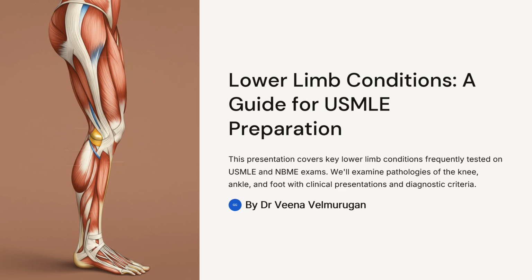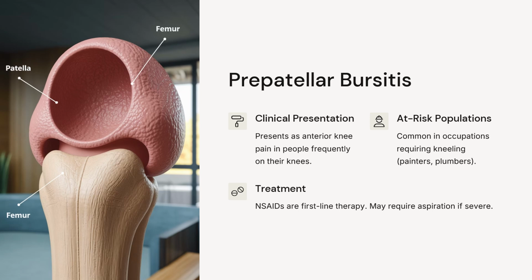Hello everyone. Today we are going to see some lower limb conditions. So first one is the prepatellar bursitis. As the name says, there is a bursa which is in front of the patella. So that is prepatellar bursa.